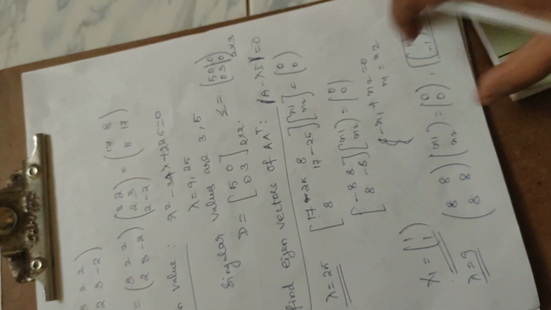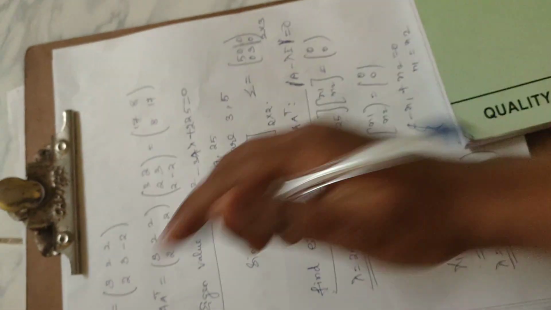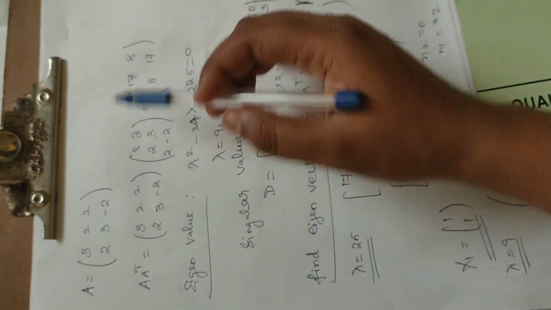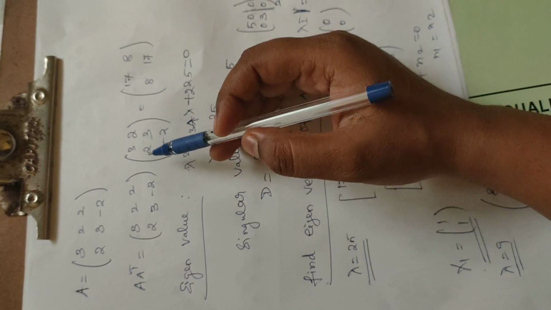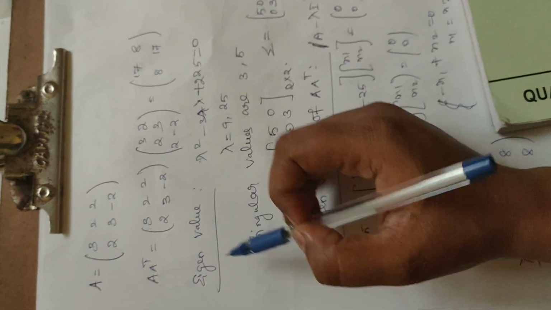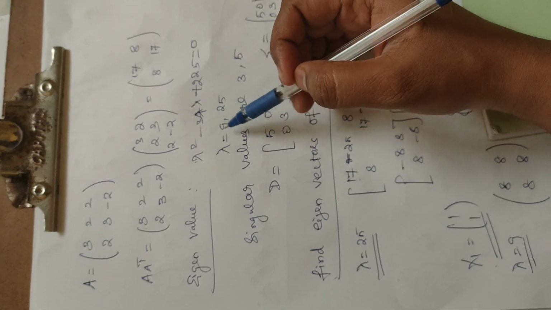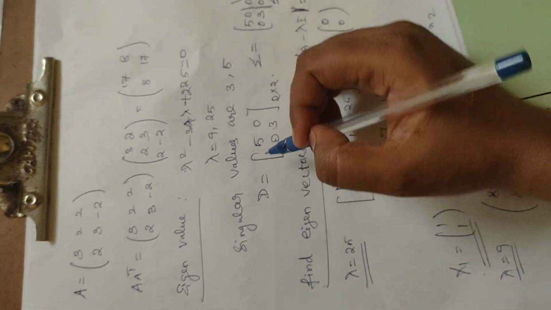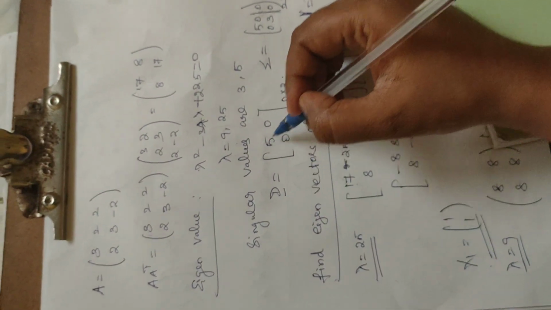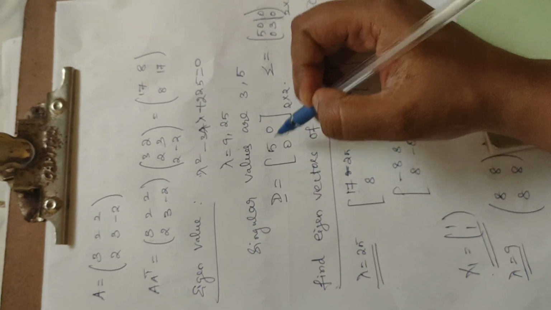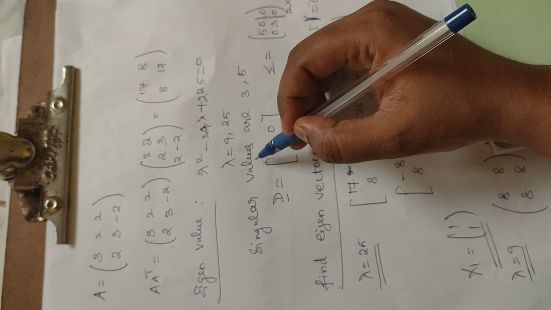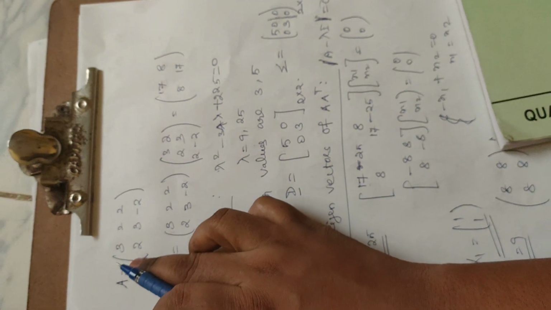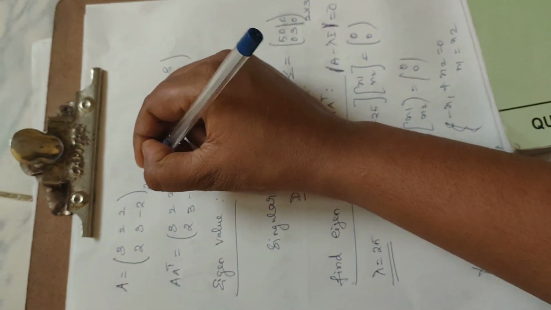Now let us see a problem based on singular value decomposition. Suppose A is the matrix 3 2 2, 2 3 -2. Then you can find the matrix A A transpose, that is 17 8, 8 17, by the normal product method. Then you can find the eigenvalues by the characteristic equation, lambda equal to 9 and 25. Therefore the singular values are 3 and 5. You have to construct the diagonal matrix in decreasing order, so 5 3, which consists of the singular values of the given matrix, not its eigenvalues. Clear?